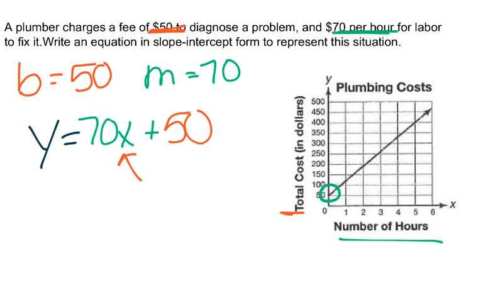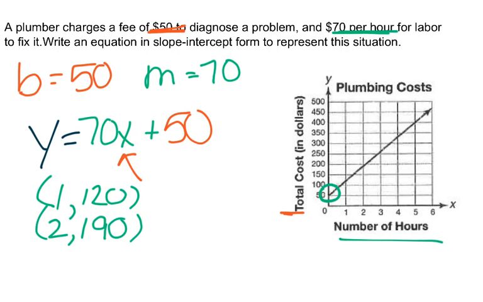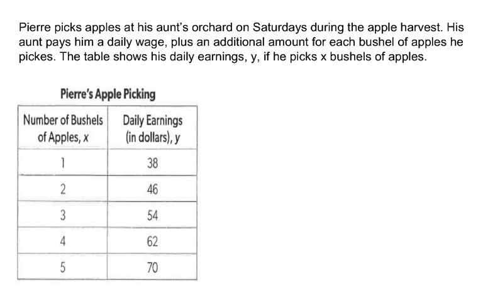So 1 would be 120. 2 would be 190. And that's what it looks like on the graph. 1 is 120. That's that point right there. 2 is 190. That's that point right there. And so they go together. They're a linear function, and using the slope-intercept form, you can plot what happens per hour that the plumber is at someone's house. All right, here's another.